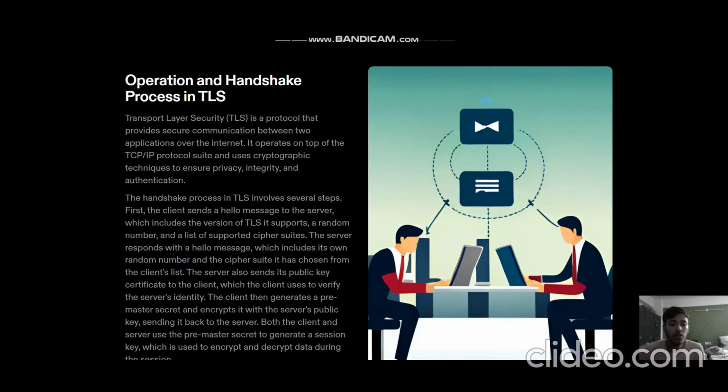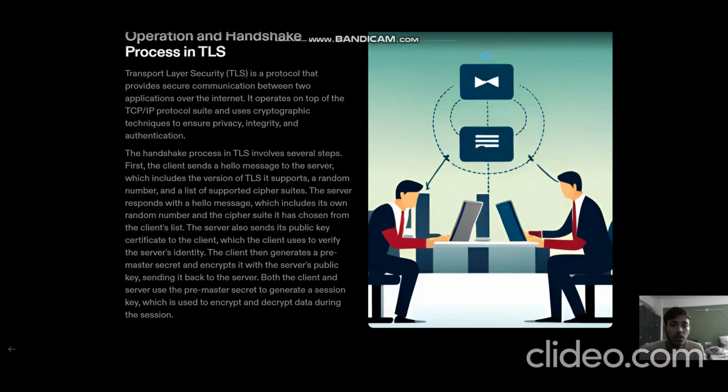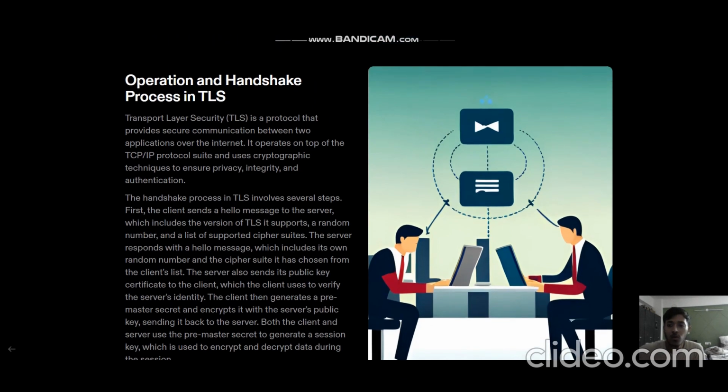First of all, I am going to explain to you the operation and handshake process in TLS. TLS, or Transport Layer Security, is a protocol that provides secure communication between two applications over the internet. It operates on top of the TCP/IP protocol suite and uses cryptographic techniques to ensure privacy, integrity, and authentication. The handshake process in TLS involves several steps.